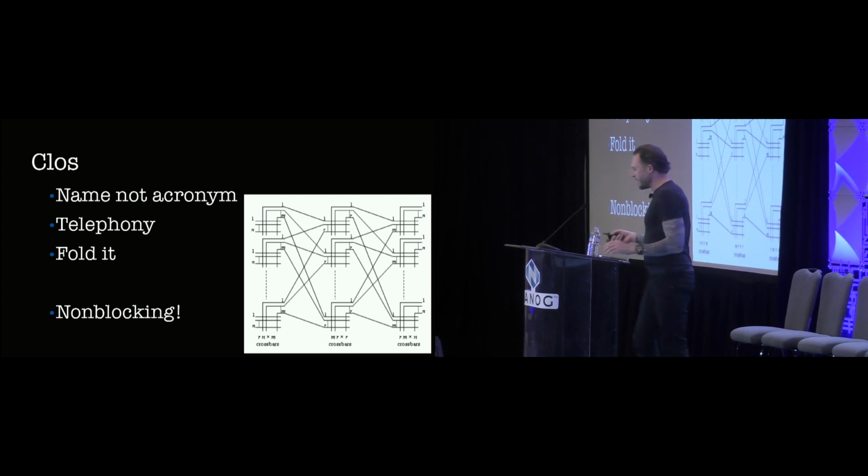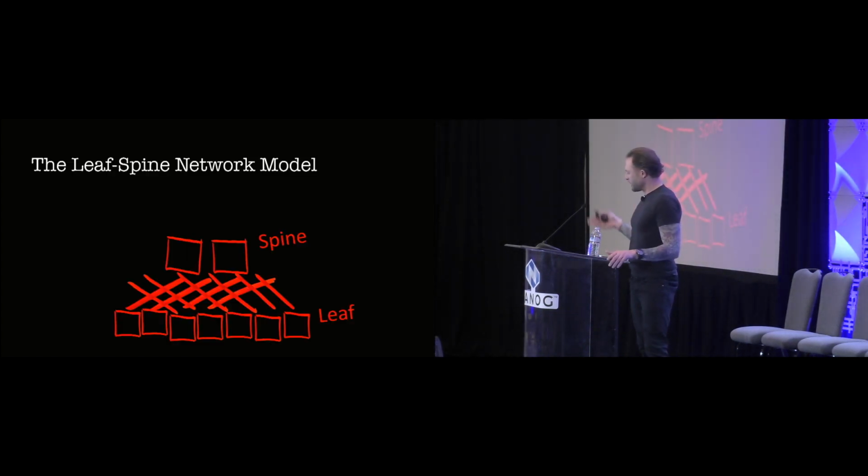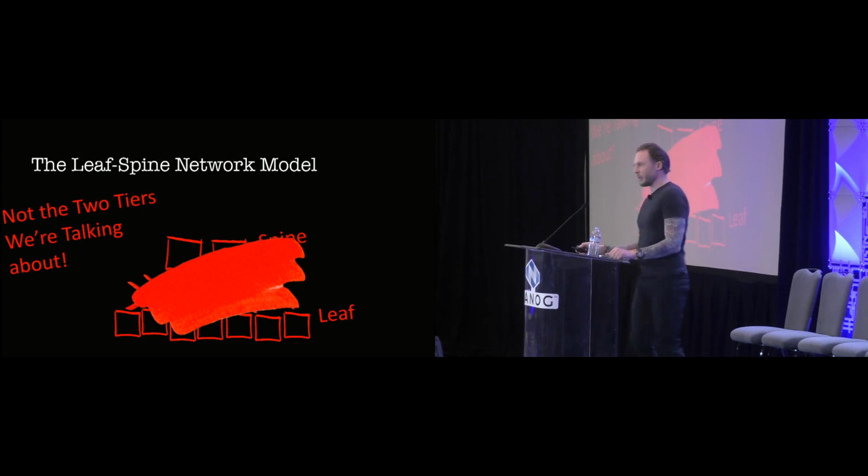Clos is not an acronym. There's a guy named Charles Clos back in 1952, who figured out a way to hook together crossbar switches to cost-effectively implement an almost infinitely scaled network. So that's what allowed telephony to flourish. Pretty cool. There are some cool little algorithms you can use to figure out what the actual capacity is and the number of links. And what we're doing today is folding that up so we get this leaf-spine network model. Spoiler alert, that's not the two tiers that I want to talk about today.